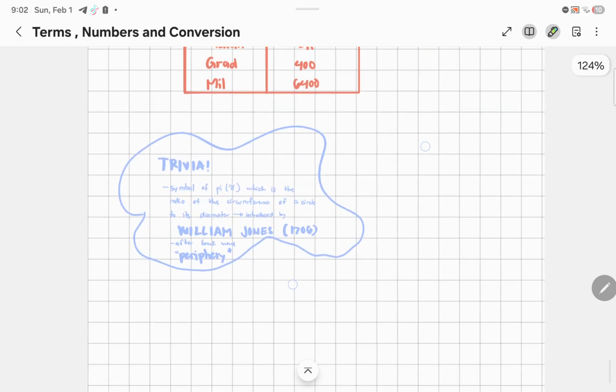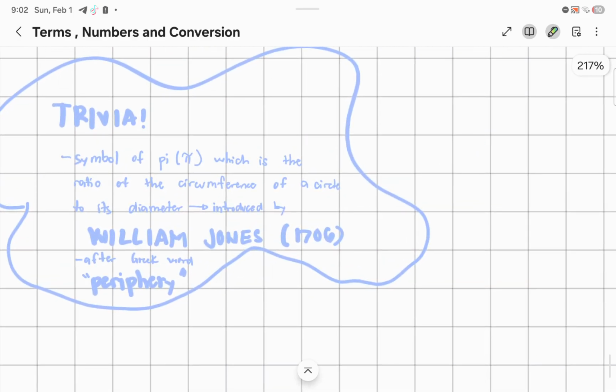Okay, just a simple trivia. The symbol of pi, which is the ratio of the circumference of a circle to its diameter, was introduced by William Jones after the Greek word periphery. That's where the word pi came from.